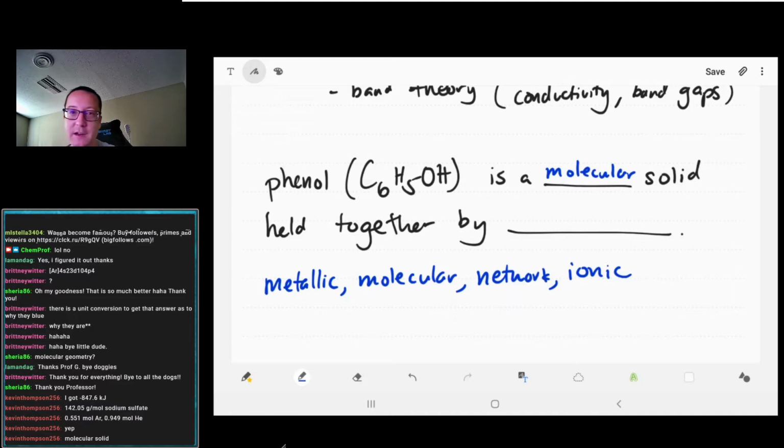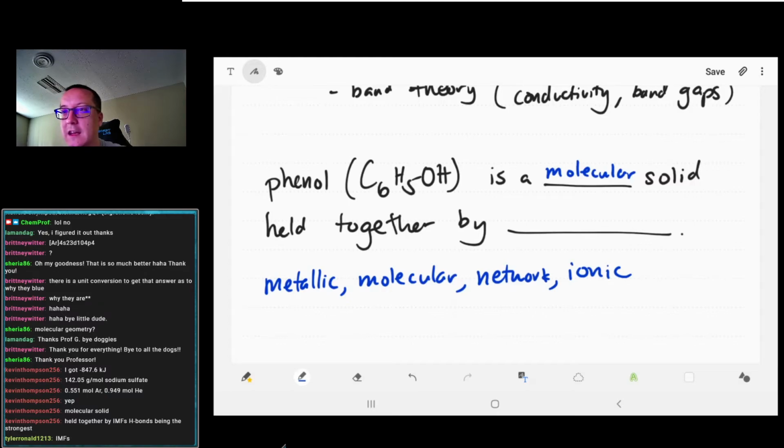Remember, you would have to know that something is a network. Something that would be a network solid would be like a diamond or glass or graphite, things that have the same kind of connections over and over again. Yes, indeed, we're held together by intermolecular forces, and Kevin is right. We're going to have some hydrogen bonds in there because we have the OH group.